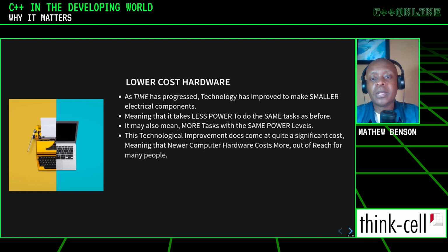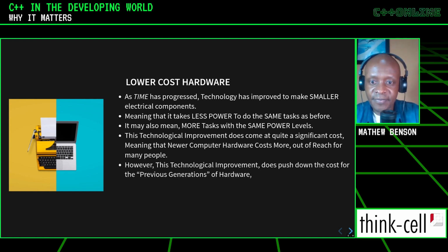So the cost of hardware, the cost of what cost a lot, say 5-10 years ago, does cost a lot less, because newer things push down the cost of the older things. So that means that the lower cost hardware is generally older or slower hardware.